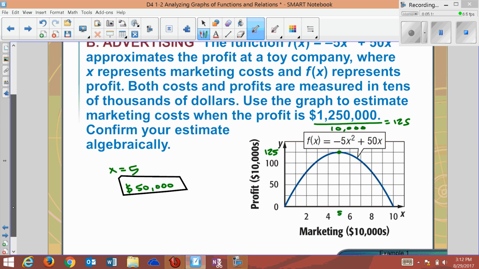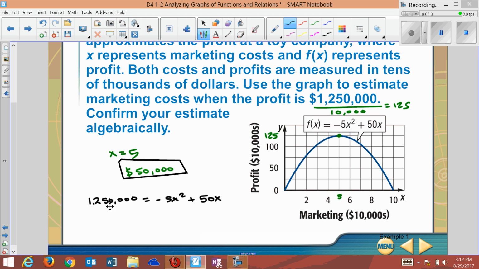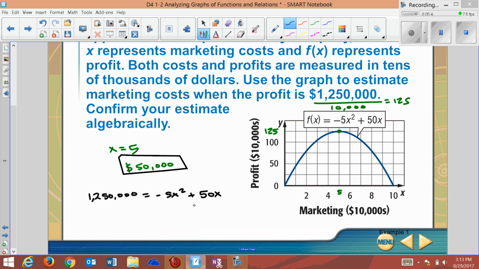To confirm this, we could set this in for f of x, and you could solve algebraically by saying 1,250,000 will equal negative 5x squared plus 50x. We can move this over, and we could solve. For the sake of time, I'll just tell you it is true, so we get 50,000 as our answer.